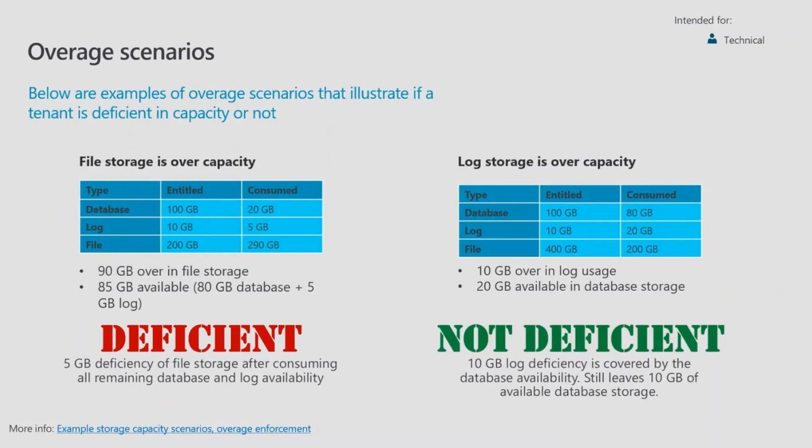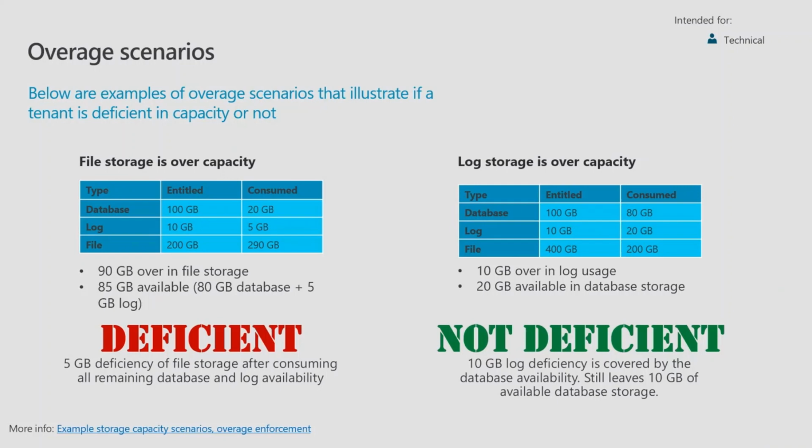The third scenario shows that there is 90 gigs over in file storage, and if we pull the other two storage types together, we would be able to get another 85 gigs of available storage. However, we would still be deficient by 5 gigs. The last scenario is the most common one, where we see the customer is over in log storage, and that overage is handled by database availability. In this case, where we are not deficient, we would not see any capacity enforcement happening.